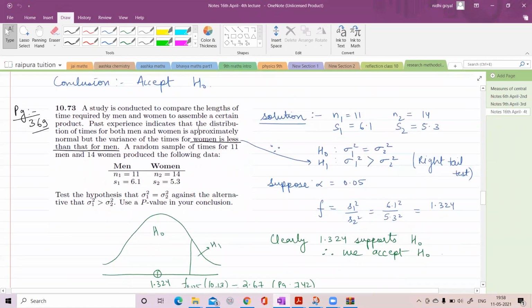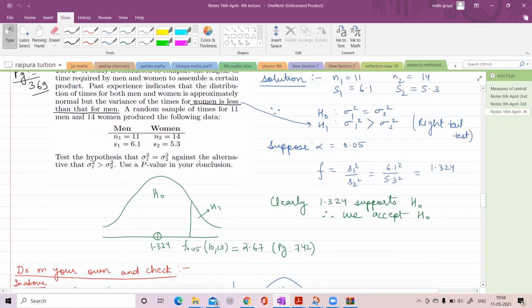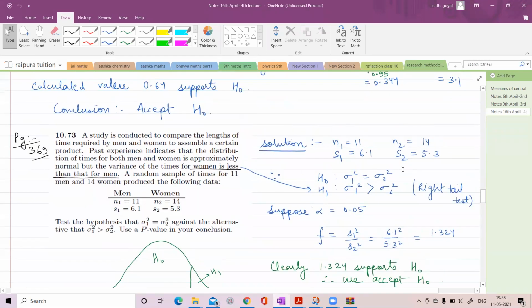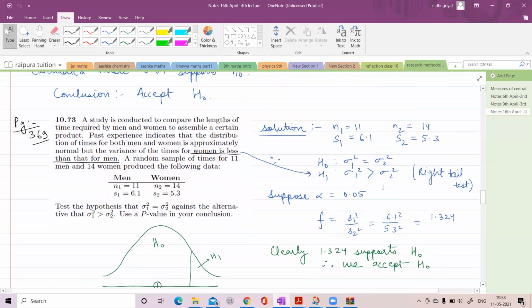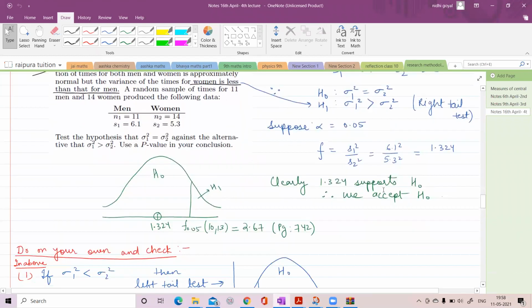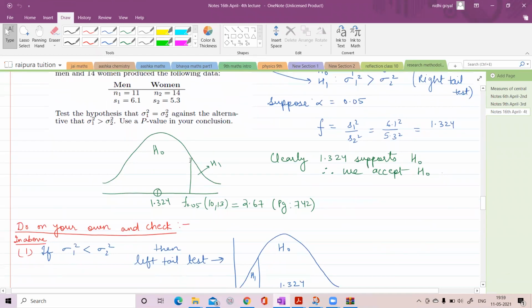Now this is another example, and these are all the values which we can calculate from the table. In this we can see that we have to perform the right tail test. For the right tail test, it is very simple: we need to calculate the critical value using F of 0.05, 10, 13.